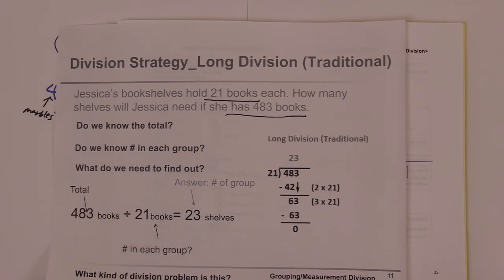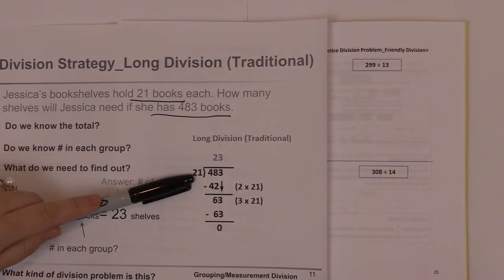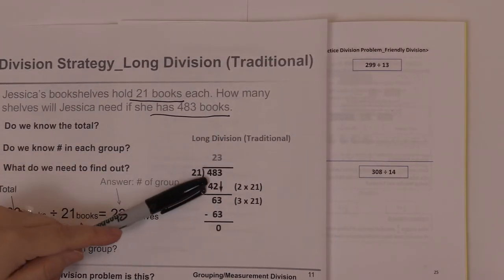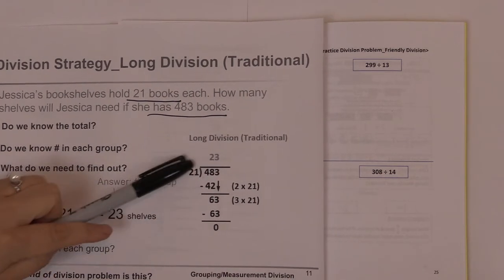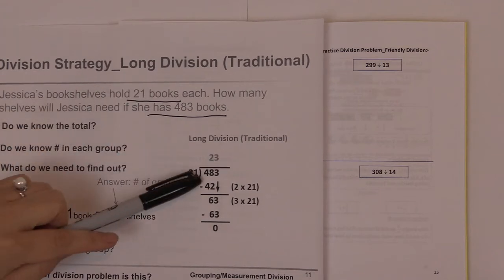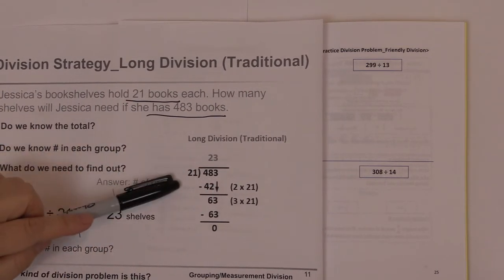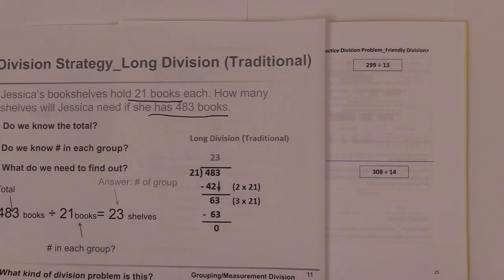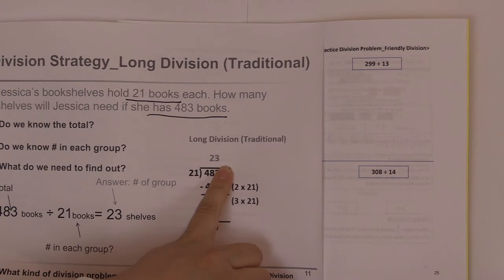Right? So this is a measurement type of problem, and I want to use the long division process here. So 483 and 21. I want to figure out how many groups of 21 books I can find from 483 books. So I want to figure out how many groups of 21 can fit into 483. That's what I'm trying to find out, right? And usually for the traditional algorithm, we cover this number and then find out how many times 21 goes into 48.